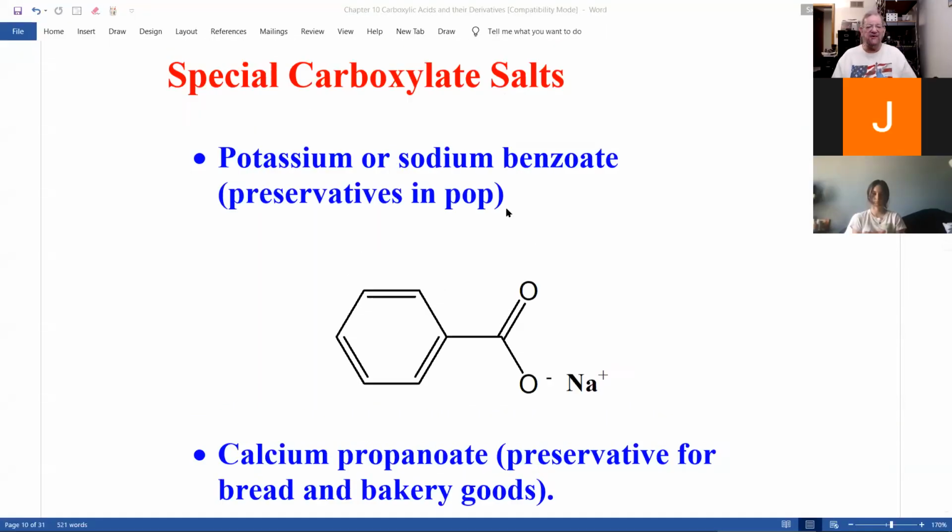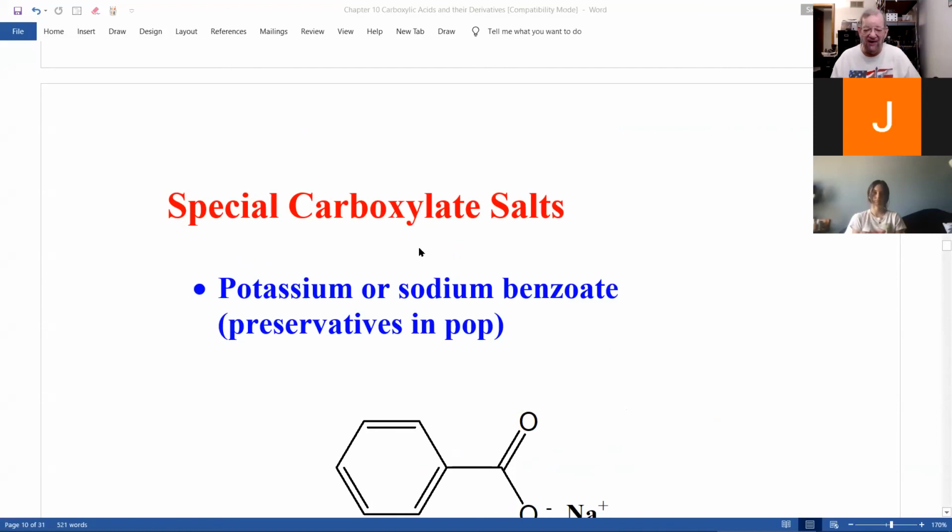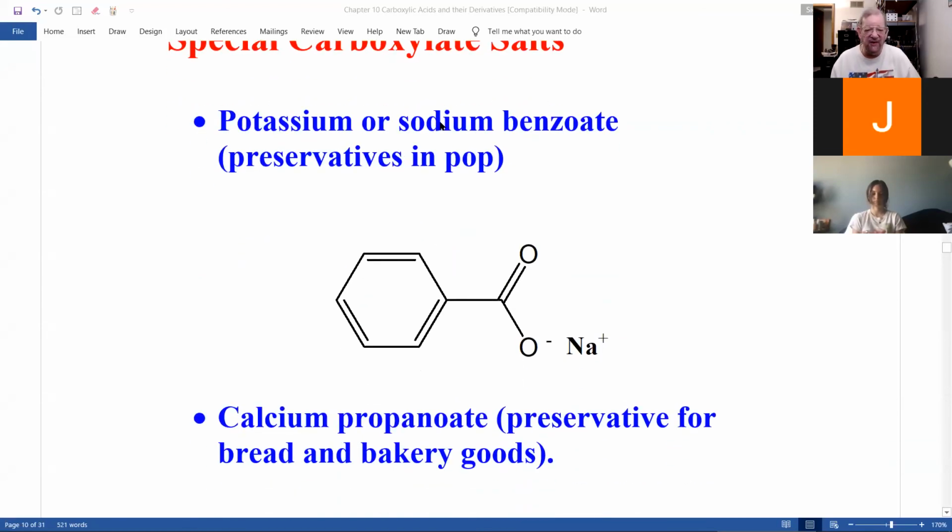And as I mentioned earlier, special carboxylate salts, sodium or potassium benzoate, it's mainly sodium benzoate, is used as a preservative in pop. Now, why do I have potassium? A number of years ago, when it was in the news, you had to check your sodium level, meaning the cation, Na+, in your diet to keep your blood pressure down, which is true.